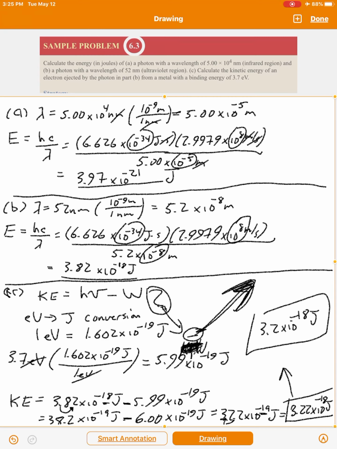And in fact, if you know the mass of the electron, you could calculate how fast it would move, right? Kinetic energy is 1/2 mv squared. So you could calculate the velocity based on this kinetic energy that we have right here and the mass of an electron, which is 9.11 times 10 to the minus 31 kilograms. You could figure out how fast it's going to move.